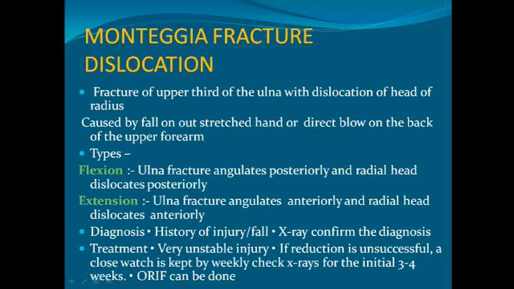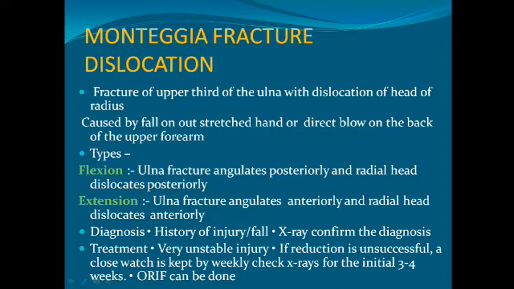It is the fracture of the upper third of the ulna with dislocation of the radial head. So Monteggia fracture is a fracture of the upper third of the ulna with dislocation of the radial head. It is caused mostly by fall on outstretched hand or direct blow on the back of the forearm. If someone gives a blow from the back of the forearm, you can have a Monteggia fracture.